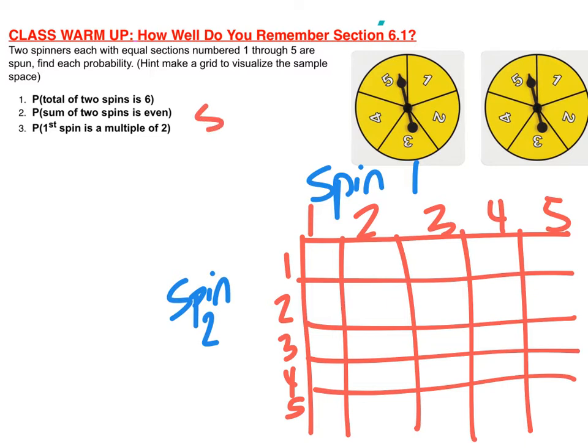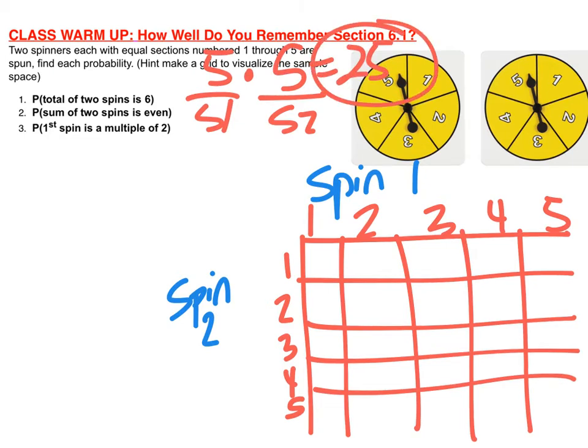So I have, spin 1, I have 5 tries. In spin 2, I have 5 tries. So altogether, there's 25 possible outcomes. And you can see all of those outcomes right in here when you look at all 25 boxes that we've created. So we know it's out of 25.